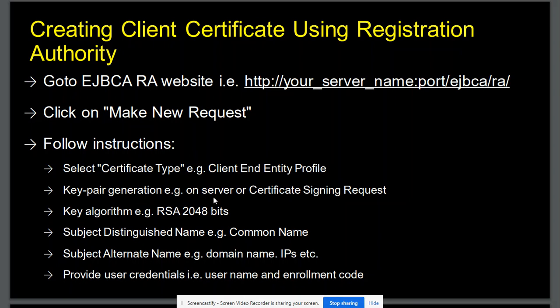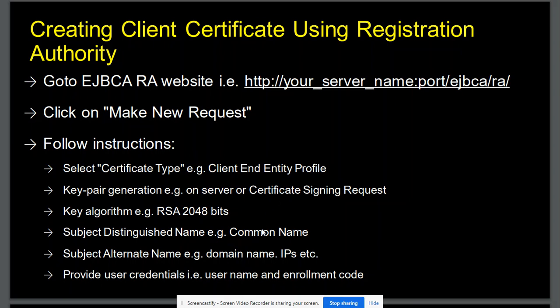So the next thing is key pair generation. Either we can create our private key on our own machine and just upload the certificate signing request, or we can create it here on the server. In case we are creating it on the server, then we can select the type of key which we want to use, for example, RSA 2048.